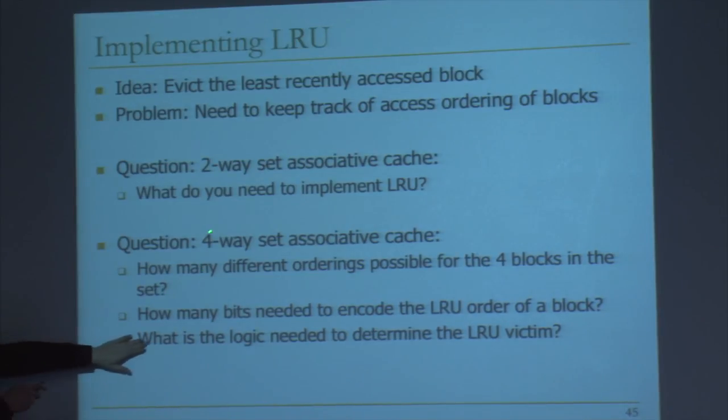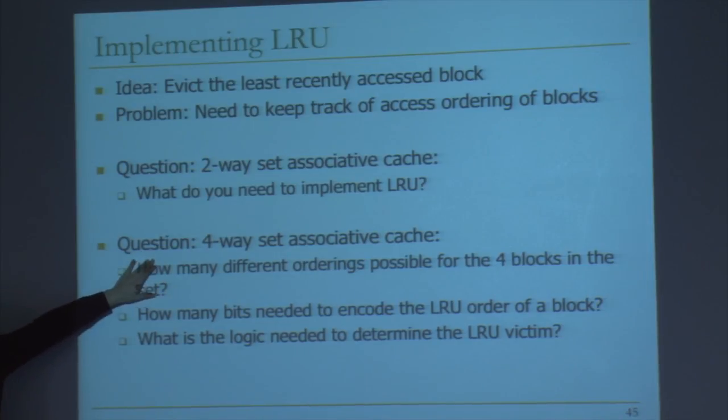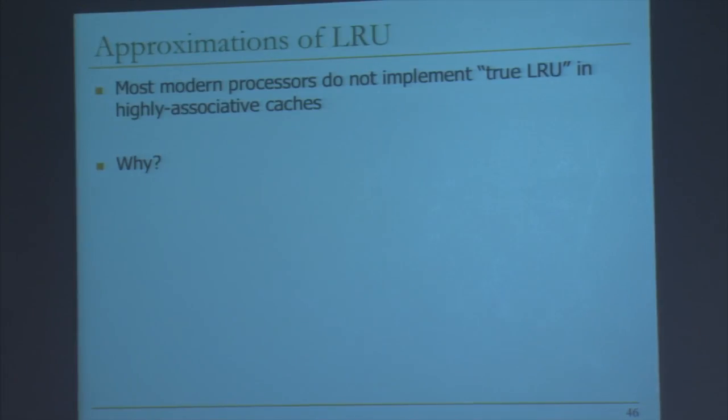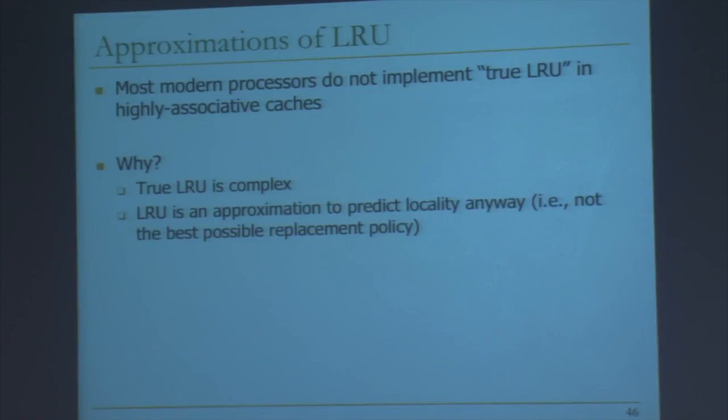And as n, the associativity, goes higher, the complexity actually becomes higher too, right? Basically, for an 8-way associative cache, you have 8 factorial. For a 32-way associative cache, you have 32 factorial, which is a pretty large number, I think. Okay, so many processors actually do not implement true LRU in highly associative caches because of this reason. True LRU is very complex. True LRU means a perfect way of keeping that ordering. True LRU is complex.